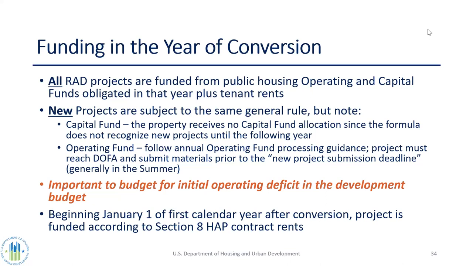And under the operating fund, it depends on what time of year the property comes online. Generally speaking, if a property comes online within the first half of the year, the PHA can submit a new project submission by the deadline that's established in an operating fund processing notice. But if it's submitted after that deadline, the PHA might go without any operating fund subsidy for that property in that year. So unfortunately, at this time, we don't have a clean solution to that.